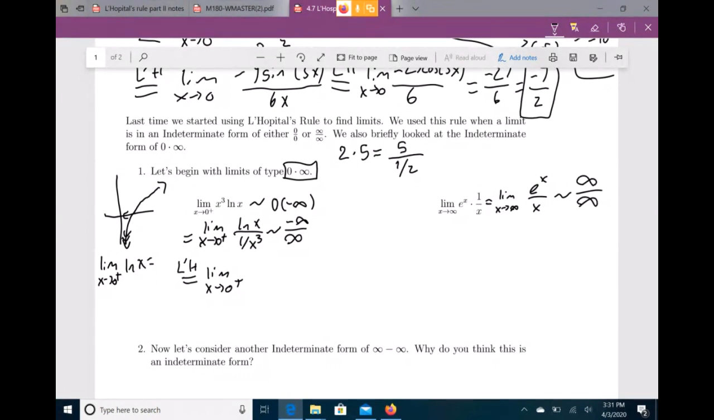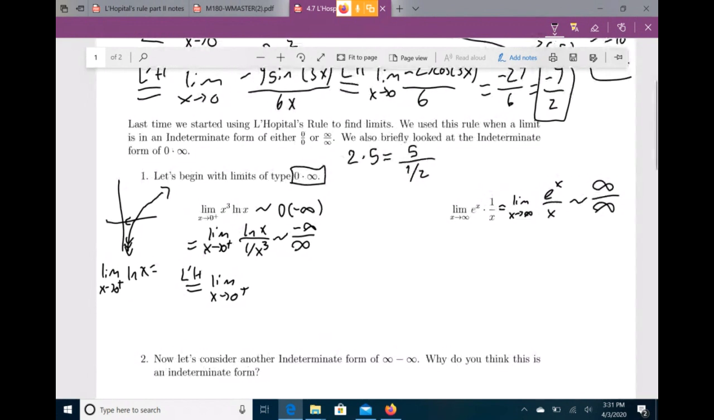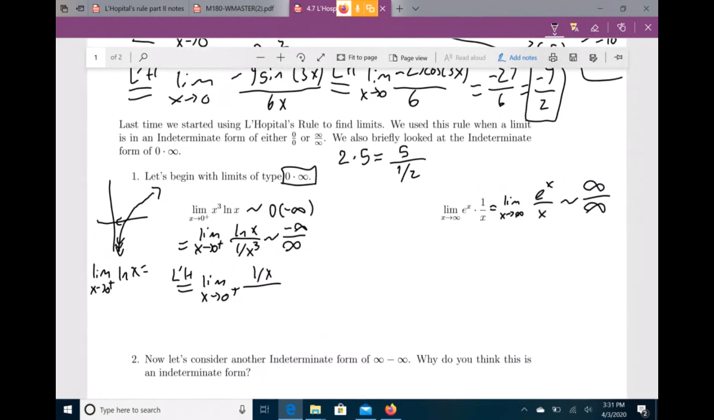Okay, so what is the derivative of ln of x? Good, 1 over x. Thank you. What is the derivative of 1 over x cubed? Good, negative 3 over x to the fourth. That's right. And you can get that by using the power rule. So 1 over x cubed, you can think about as x to the negative third power. And then when you take the derivative using the power rule, you get negative 3 x to the negative fourth, which is negative 3 divided by x to the fourth.